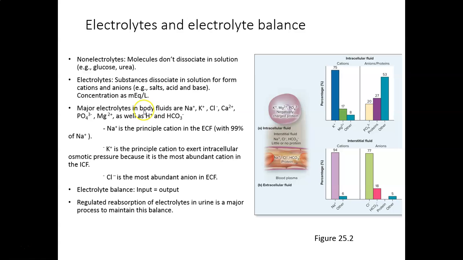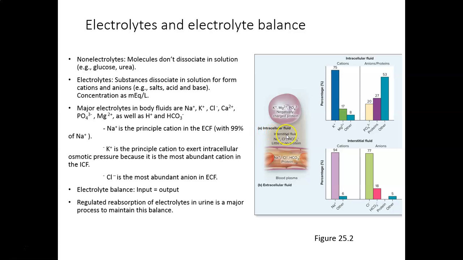So the major, this looks familiar, right? We talked about this in the last lecture, talking about the major cations and anions in the ICF versus ECF. And so there are major differences in the composition of the electrolytes in those two compartments. So you kind of have to memorize what the major ones are, right? Major cations in each compartment and major anions in each compartment.